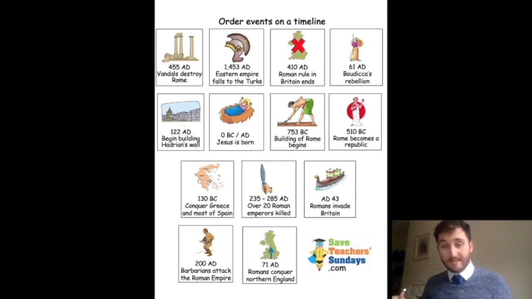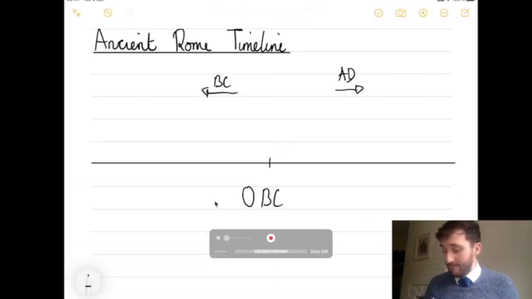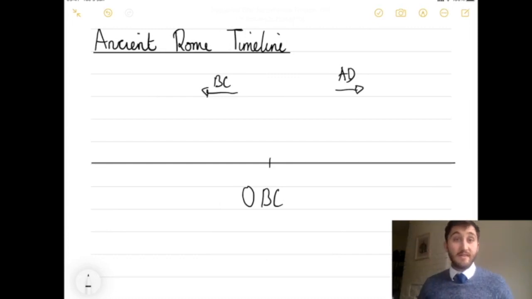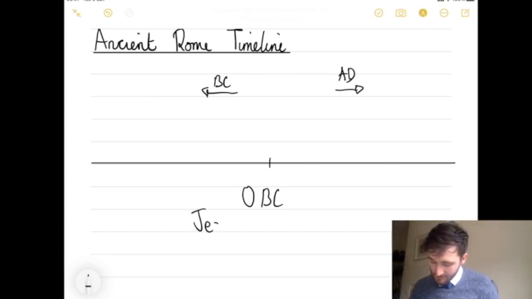So I have refreshed my timeline, so I'm going to show you what mine looks like, and I'm going to be putting a few of these to get you started on your timeline. So first I have put on my timeline 0 BC, and that is the date that I know that Jesus is born. I'm going to write on mine, Jesus is born.